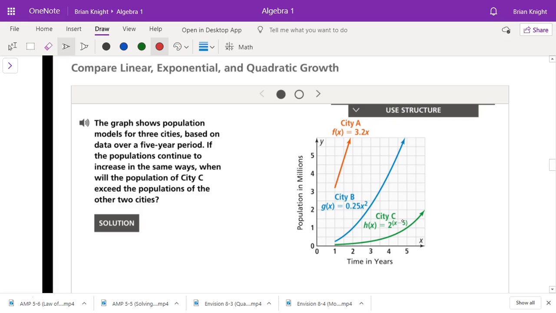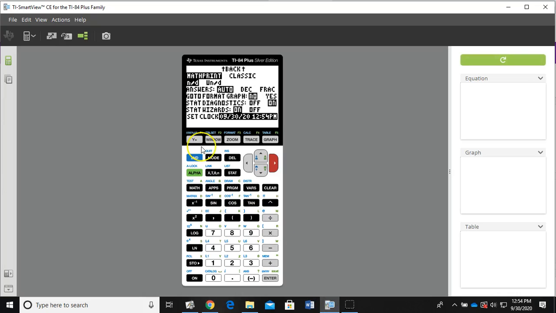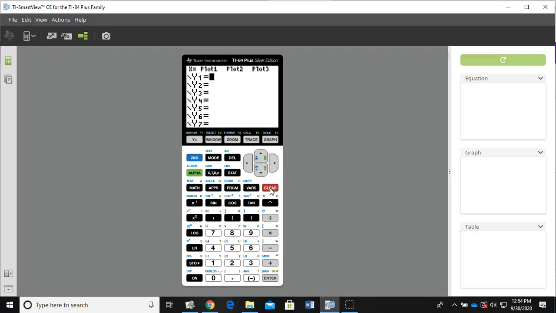Okay. Hit the little caret button here. It's in your book, right above the divide. So you're gonna hit y equals. Somebody read it to me. What was the first one? 3.2x is right there. Scroll down. 0.25x squared. And then 2 to the x minus 5.